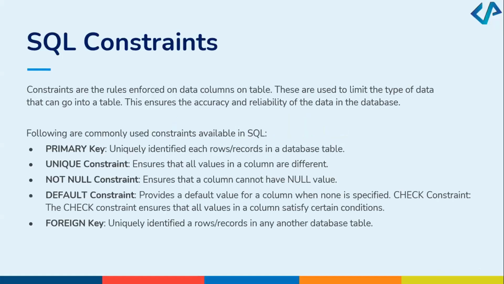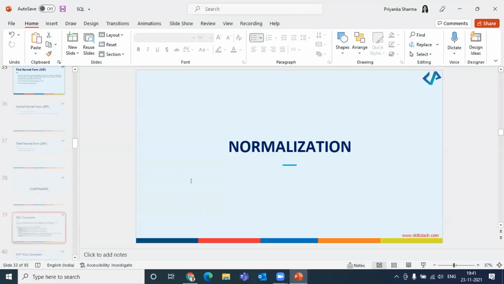Constraints are some rules which are enforced on the data columns of the table, some rules which have to be followed. What are those different rules? The first rule is the primary key, then the unique constraint. The third is the not null constraint. We have got default constraint, foreign key. So these are different constraints we actually work with.